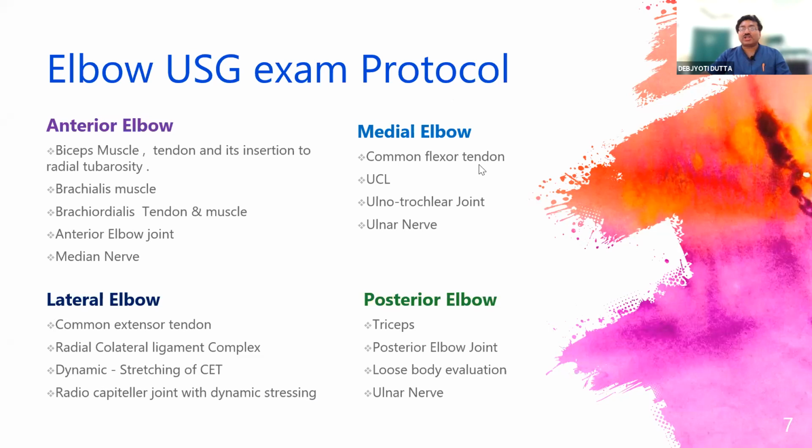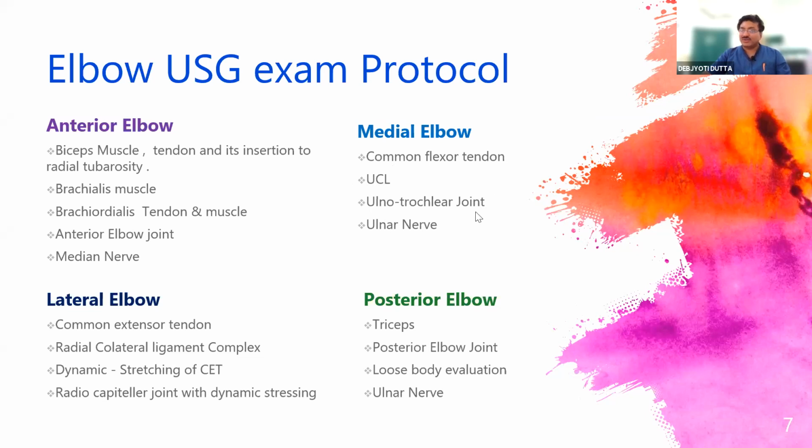Coming to the medial elbow joint, we need to check the common flexor tendon, that is for the golfer's elbow. Yes, we'll be checking it today, how it looks and how it is different from the lateral epicondylitis, how the structures are different. Then we need to see the ulnar collateral ligament. Again, this part, the deep part of the ulnar collateral ligament, some part I will show. But again, the diseases are a little rare, so I will not be discussing in detail.